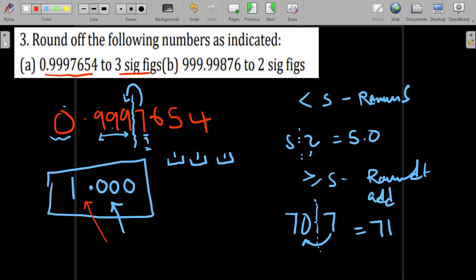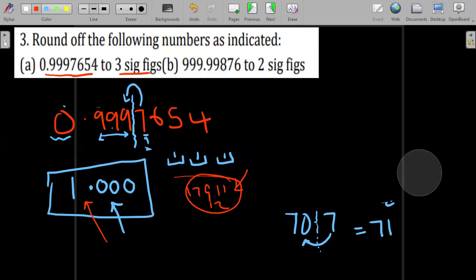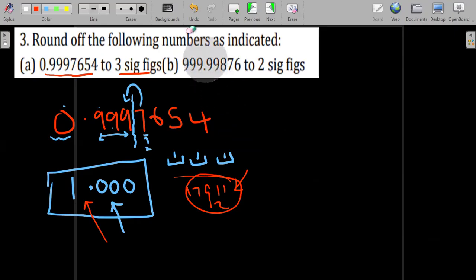So remember the rules of significant figures. We said the first one is all non-zero numbers are significant. So if a number is not a zero, like 1, 7, 9, 11, 12, as long as it's not zero, we said these are significant. And then we said we had 3 separate rules that we are going to use to classify the 3 types of zeros that we have.